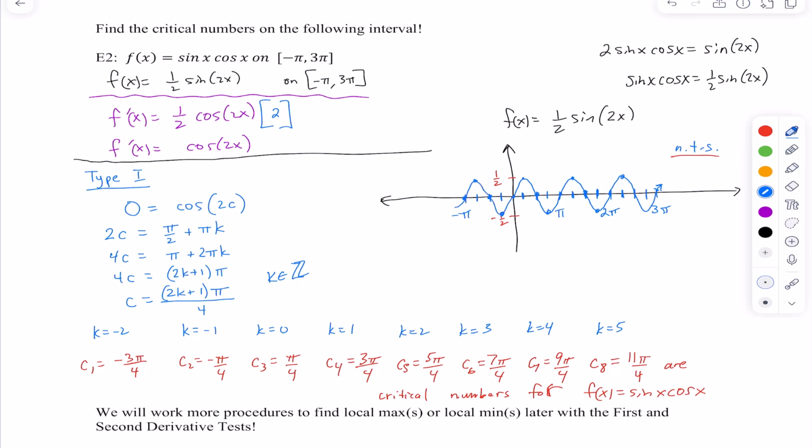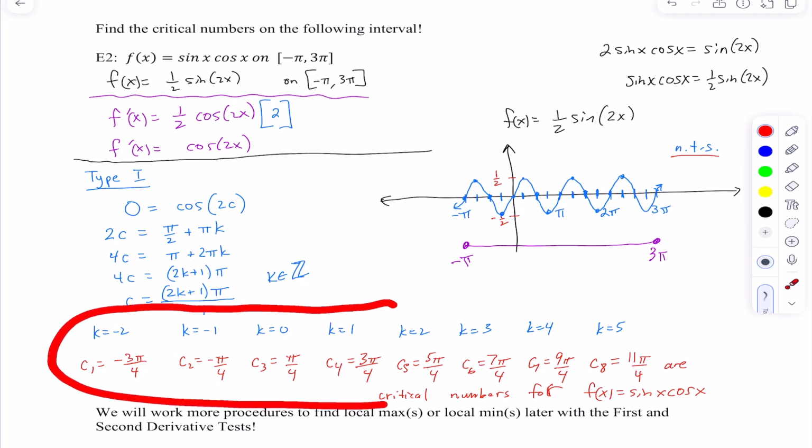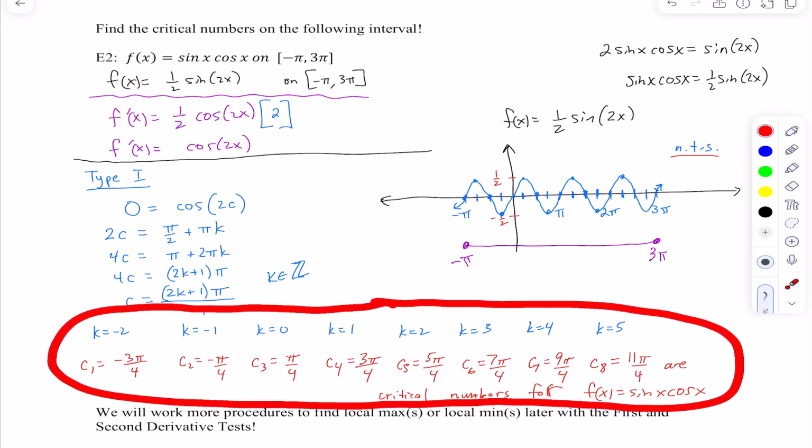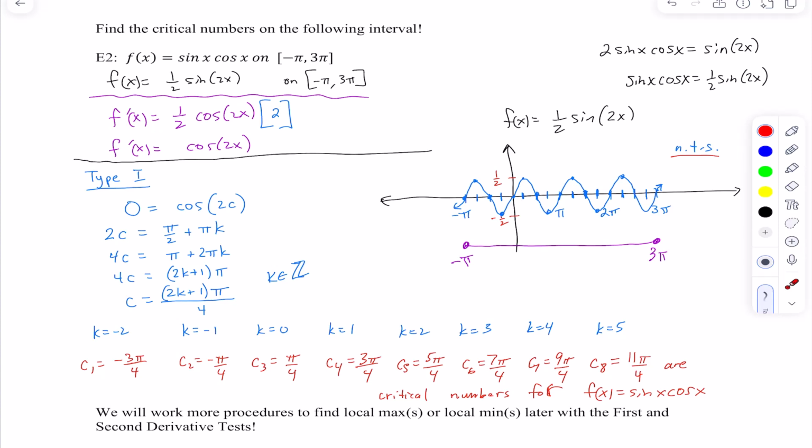This keeps on going forever, but notice you're only looking at an interval from -pi to 3 pi, right there to here, -pi to 3 pi. And so that kind of gives you this intuition that what you're doing with the derivative here matches with your overall pre-calculus experience.